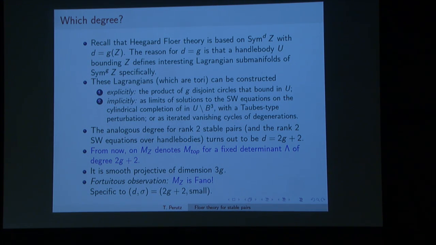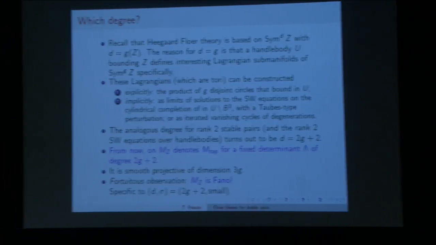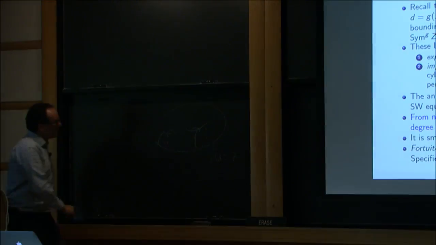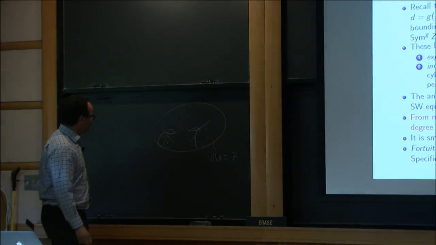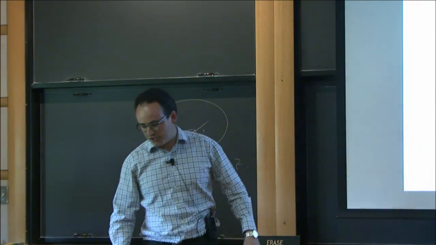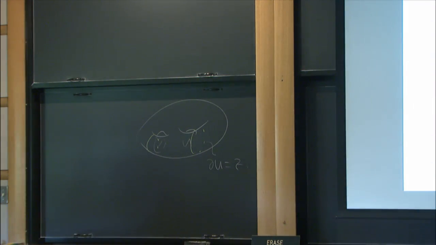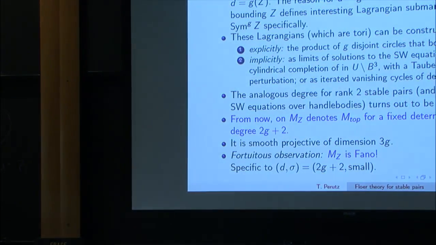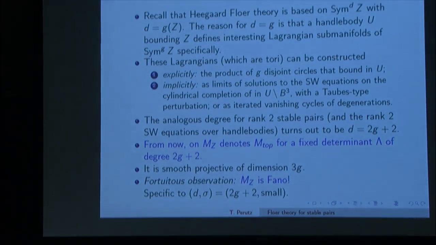You can construct them very simply and explicitly, as Ozsváth and Szabó did, as the point in the g-fold symmetric product consisting of one point from each in a g-tuple of disjoint circles that bound in the handle body. That locus can be understood as a Lagrangian with respect to a suitable Kähler form.